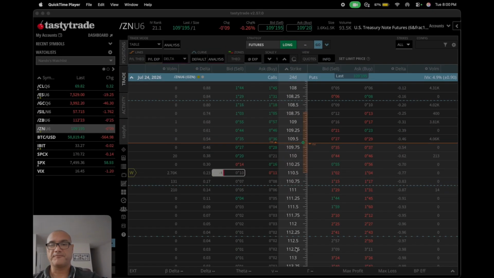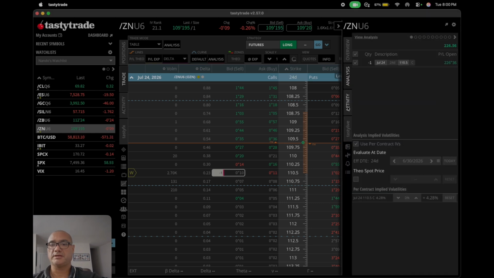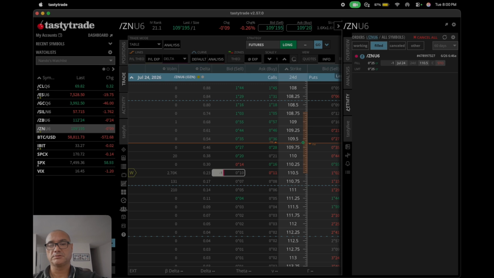Okay, here's a fun position to think about. A few days ago, I went into the 10-year notes and I sold a call at the 110 and a half strike line. I received a credit of 25 ticks. A full point from 110 to 111, as an example, would be 64 ticks.